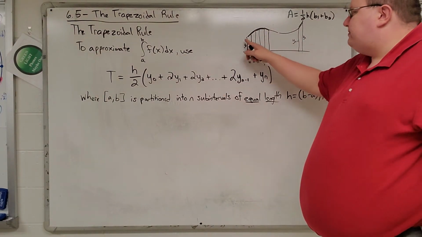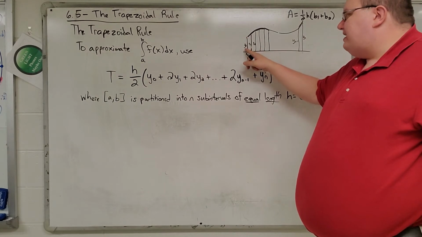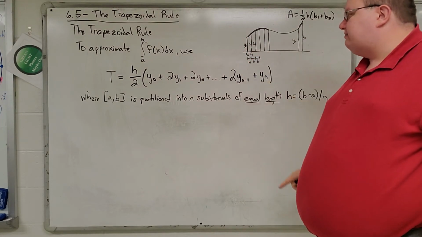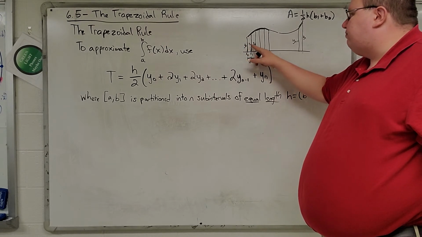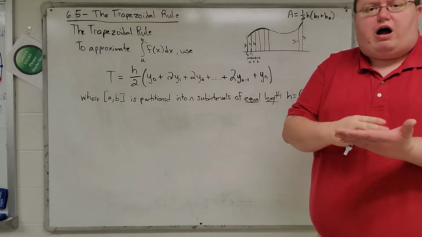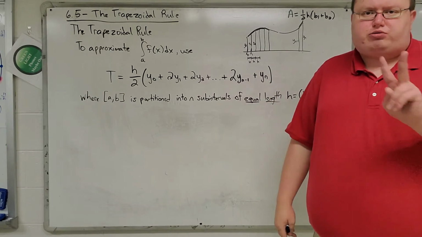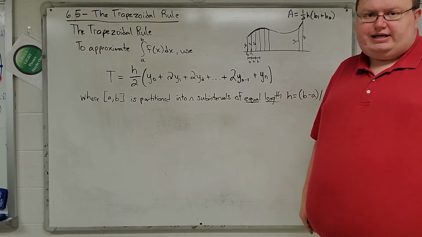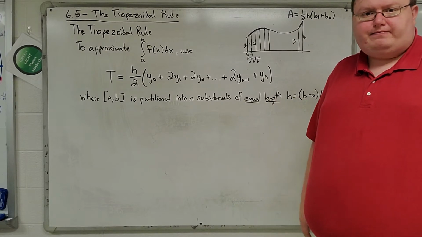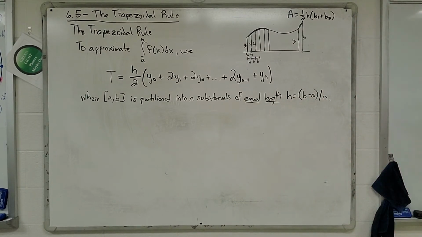So the first trapezoid is going to be half the height times y sub 1 plus y sub 0. The second one's going to be half the height times y sub 1 plus y sub 2. So all those ones in between are getting used twice. That's why the formula looks like this. I hope that makes sense in the context here.